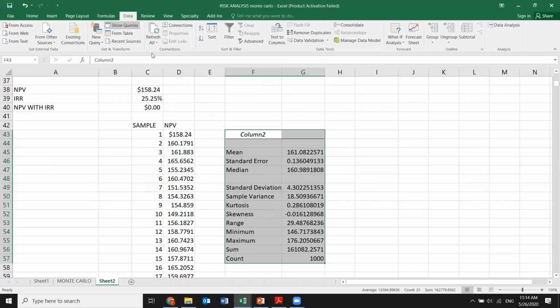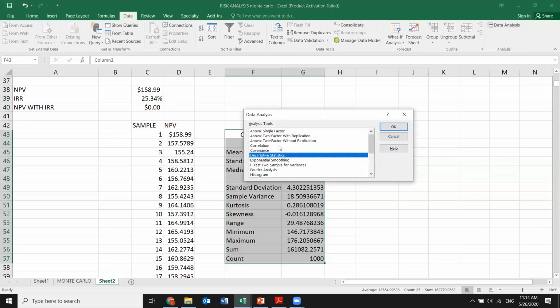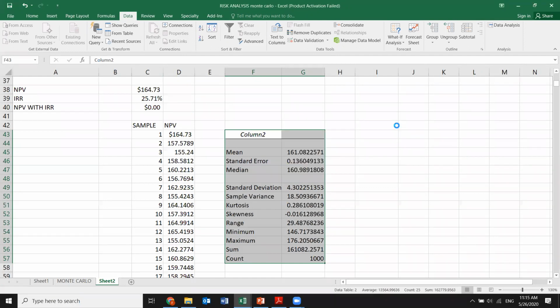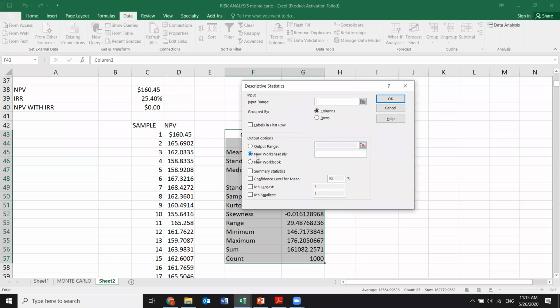Now we go to Data, we go to Data Analysis. In here, you choose Descriptive Statistics. By the way, you can do the regression analysis as well, but we choose descriptive statistics. Then we press OK. In here, you can choose to create it in a new worksheet, or as an output range in the same worksheet that you're working in, or create a new workbook, a new Excel file, to open it. So it's up to you.